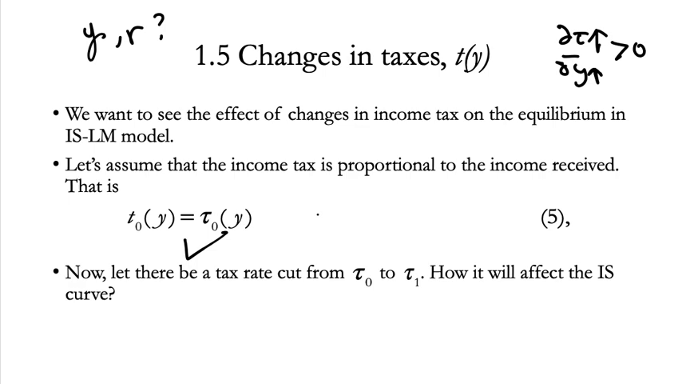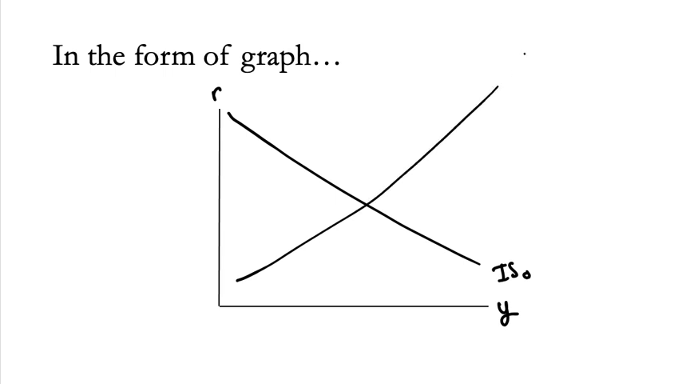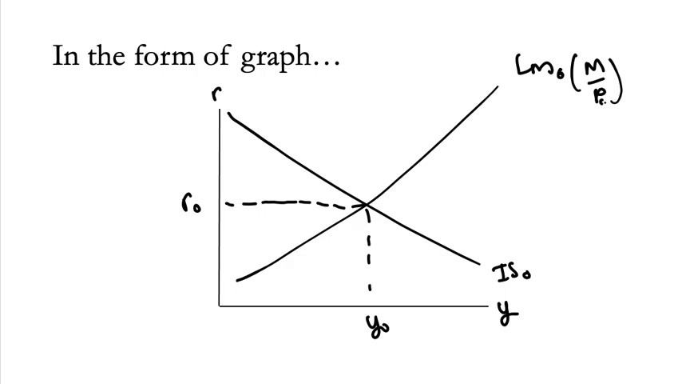If we try to put it in the form of a graph, I use IS-LM. R is here, output is here, we have IS naught, we have LM. Initial equilibrium is at R naught, Y naught of interest rate and output respectively. At LM naught, we have real money supply at price naught. So this is A, for instance.